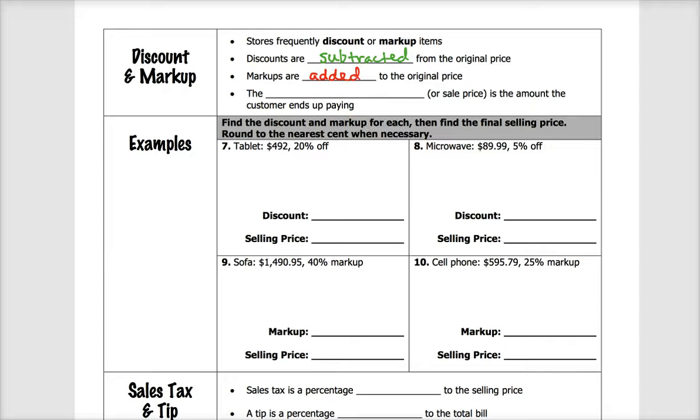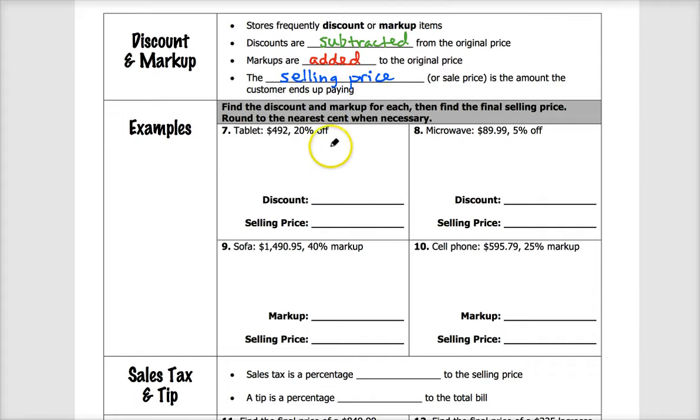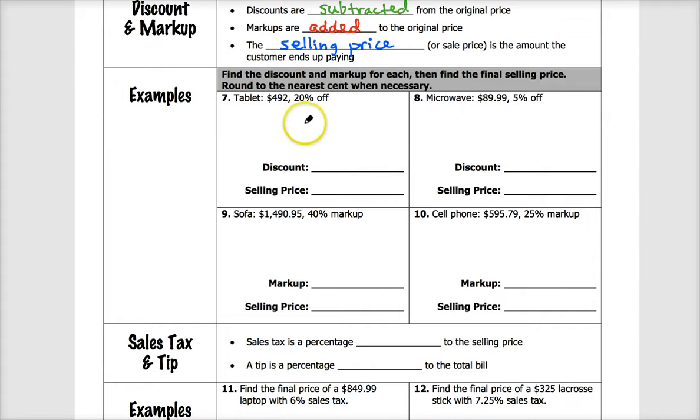The selling price or sales price is the amount the customer ends up paying. Okay, so when we talk about selling price or sale price, that is what you as the customer actually pay. So in these examples, we're going to find either the discount or the markup for each item, and then the final selling price. And if we're rounding, this is money, so we're rounding to the nearest cent.